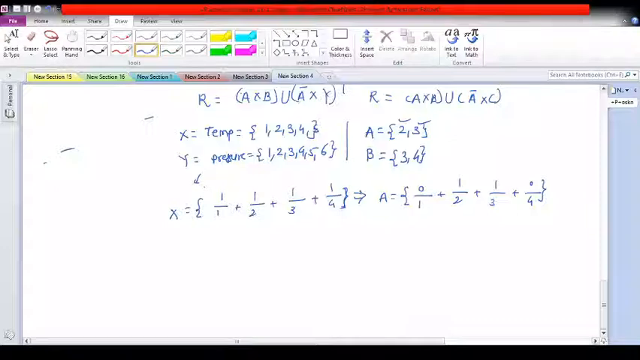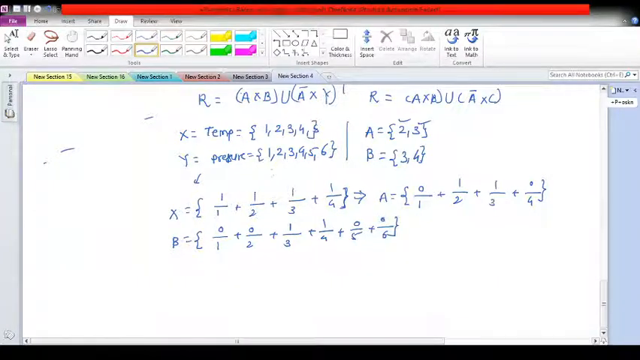Similarly, let us represent B also. B is 3, 4, so for 1 not present, 2 not present, 3 yes, membership is 1, 4 membership is there, 5 not present, means 0, 6 also not present, means 0, because the universal set has been expressed from 1 to 6. That's why I am representing set B from 1 to 6, and in set B the elements present are 3 and 4. Okay, fine.